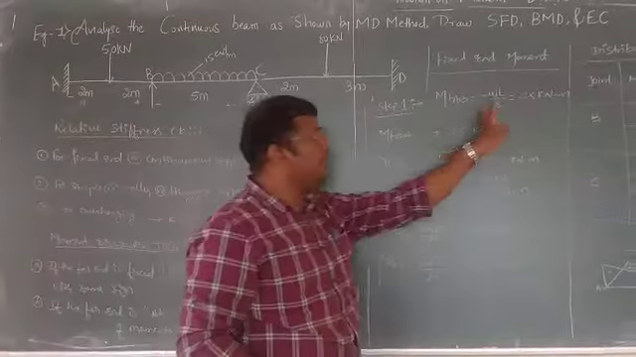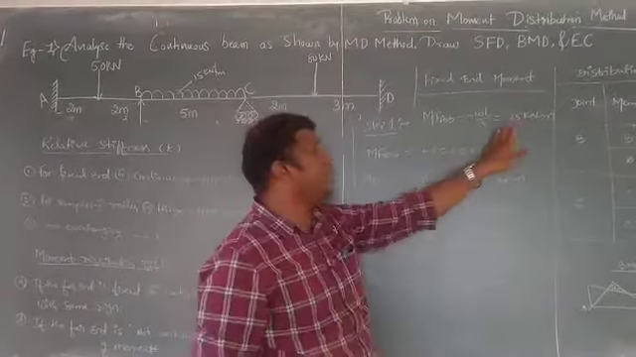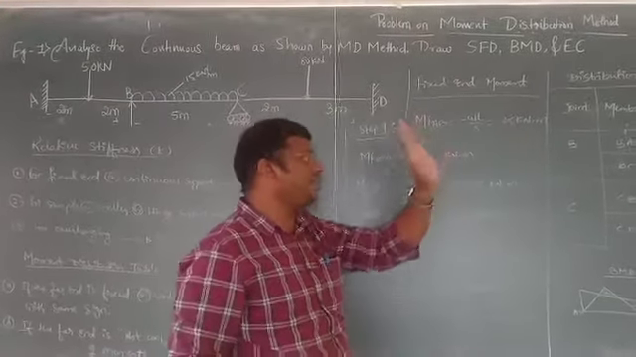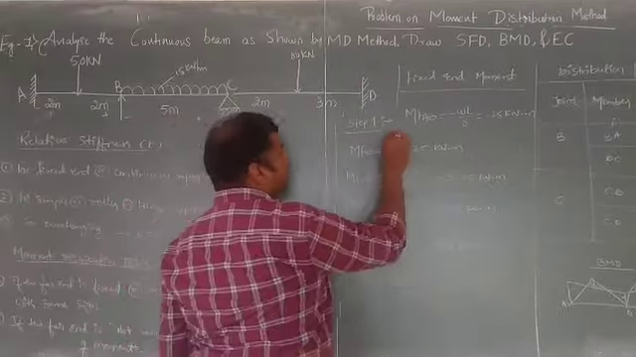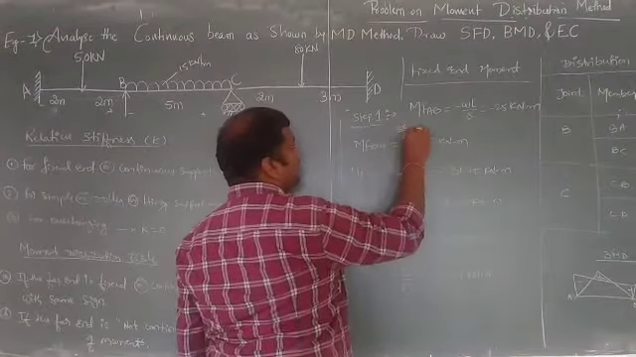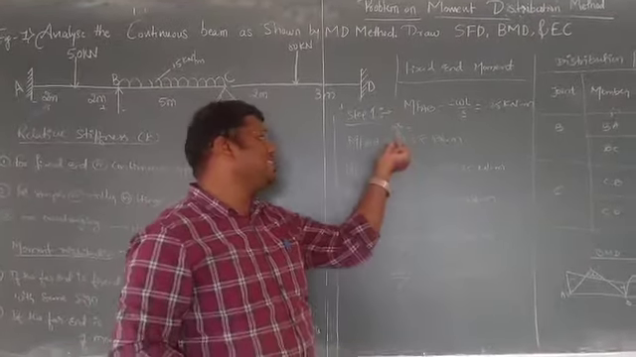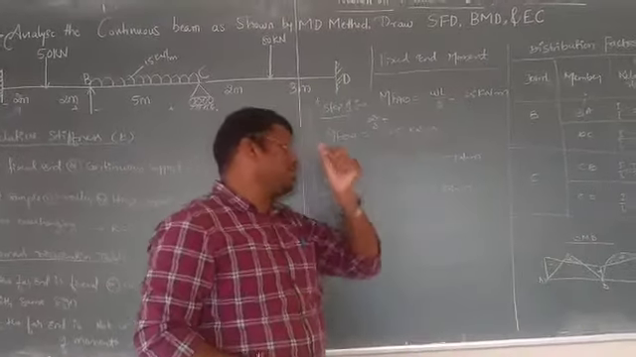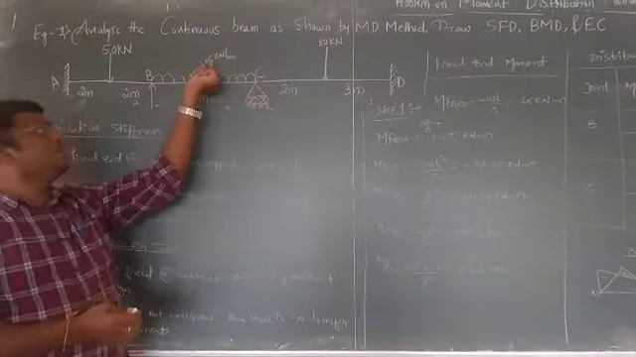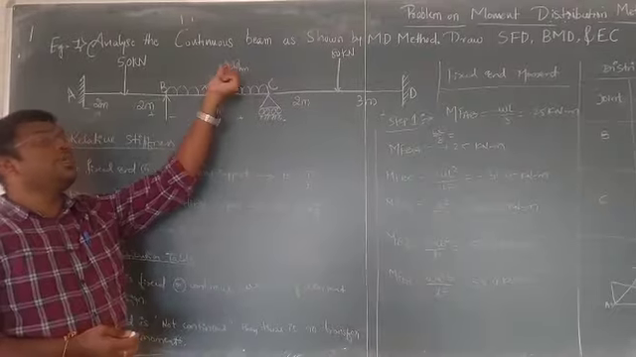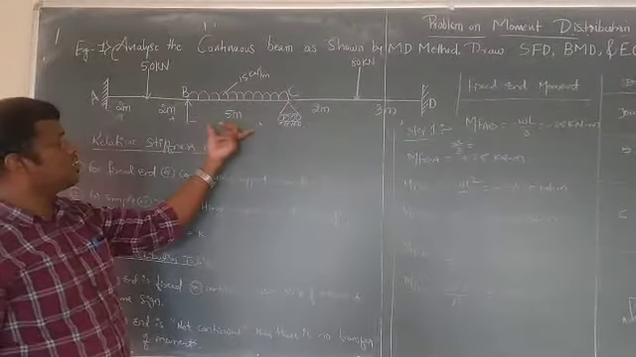So it is minus WL by 8, where W is 50, L is 4, divided by 8, which is 25. Similarly, when I calculate the fixed end moment for BA, the formula is WL by 8, which is plus. W is again 50, L is 4, divided by 8; only the sign changes, minus becomes plus. Now coming to span BC, we have a UDL whose intensity is 15 kN per meter, which is spread over a span of 5 meters.